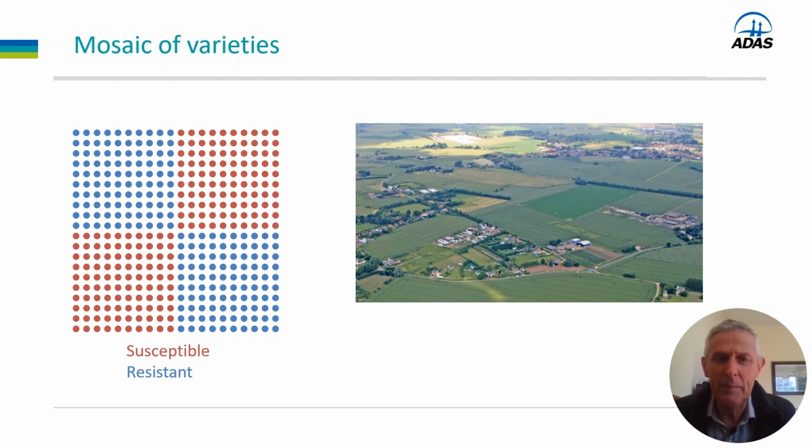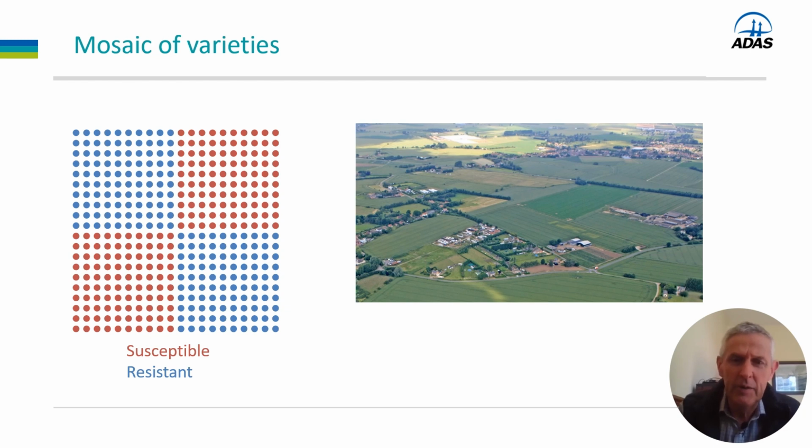But there's quite a limitation on this in practice, because the majority of spores that are produced in a field are circulating within that same field, and only a proportion of them blow away and land in neighbouring fields. And the general consensus is that this effect makes a mosaic much less effective than a variety mixture or blend.